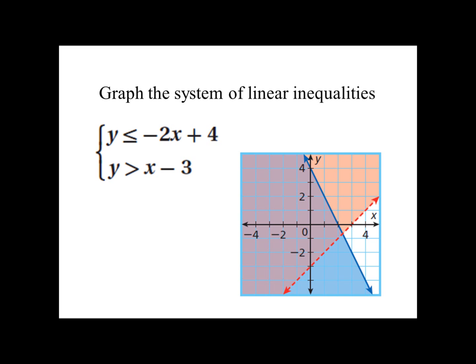If I choose the point 0, 0, I'm going to get a true statement with both of these inequalities. If I choose a point like 4, 2, it's going to satisfy the bottom inequality, but it's not going to satisfy the top inequality. If I choose a number like 4, negative 1, where it's not shaded at all, it's not going to work in either inequality.